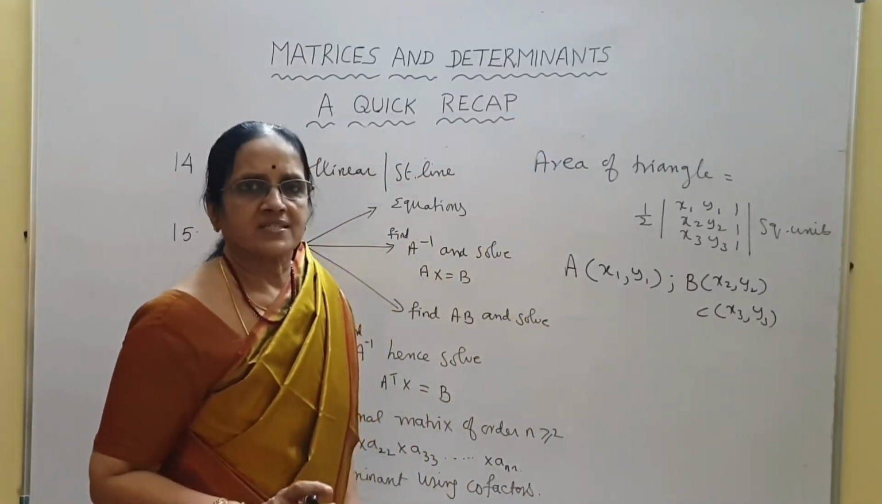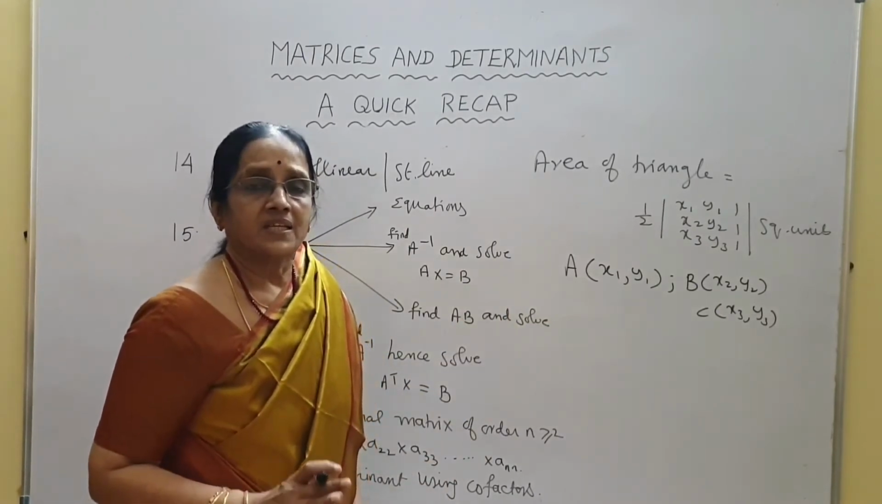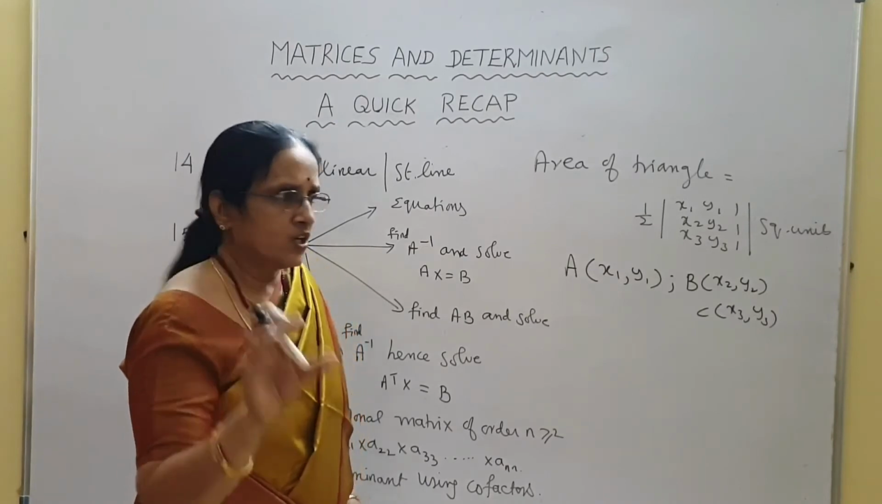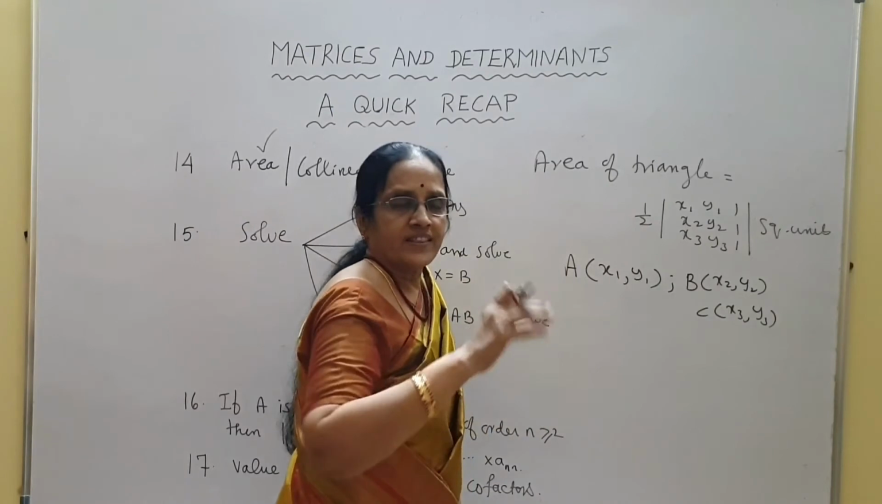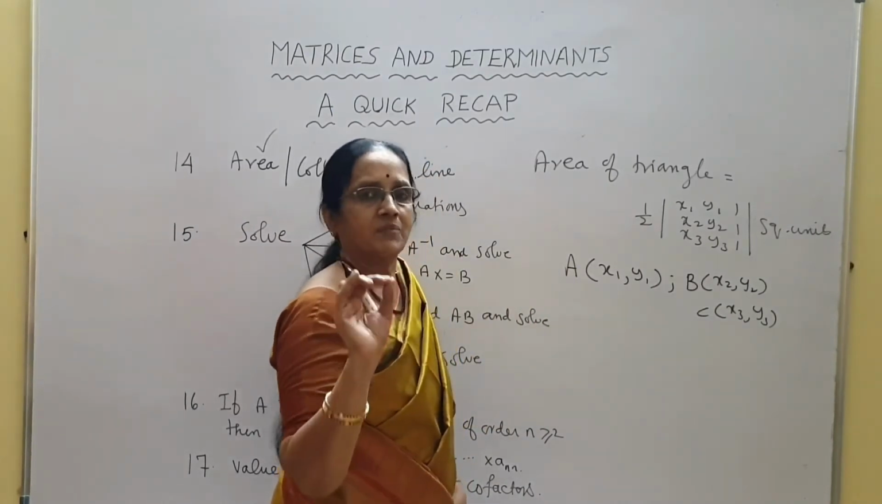Using determinants, prove that the points are collinear. They are asking you to prove the points are collinear. You know, if the area of the triangle is equal to 0, then the points are collinear. So immediately that point should come to your mind.